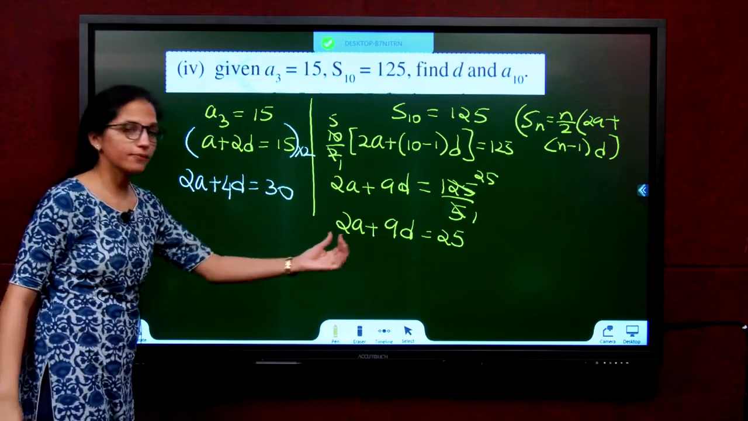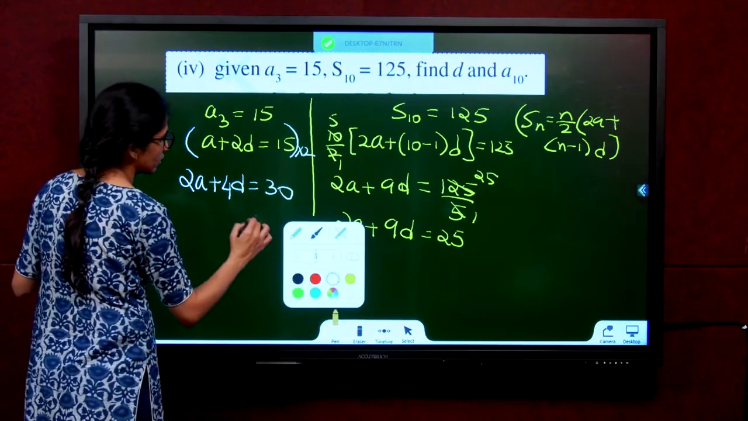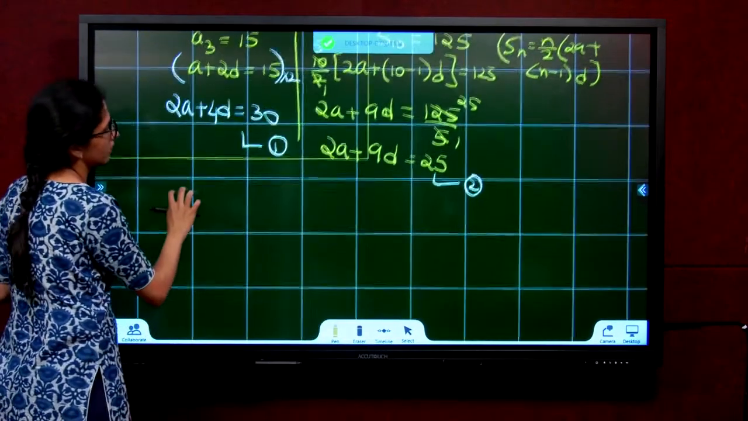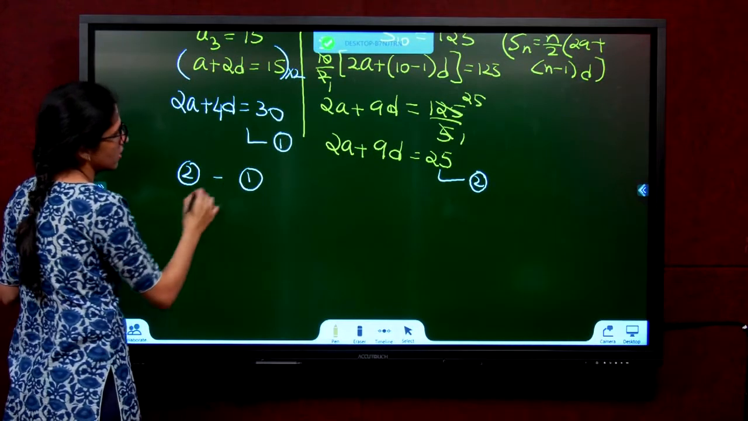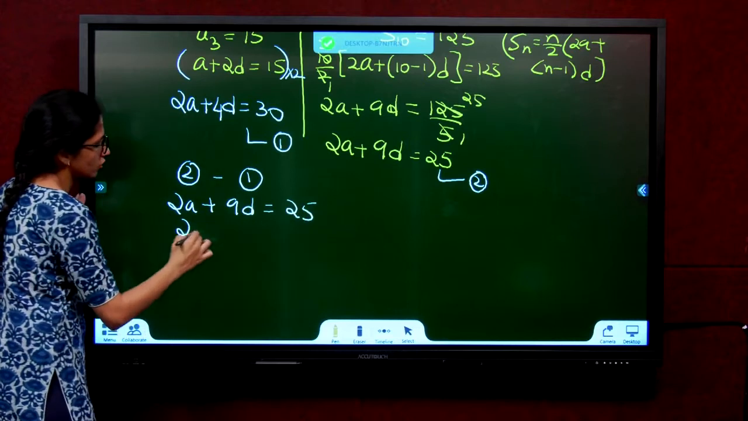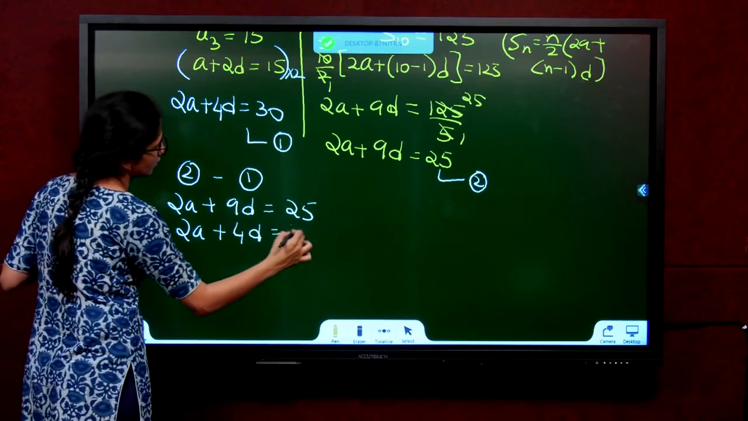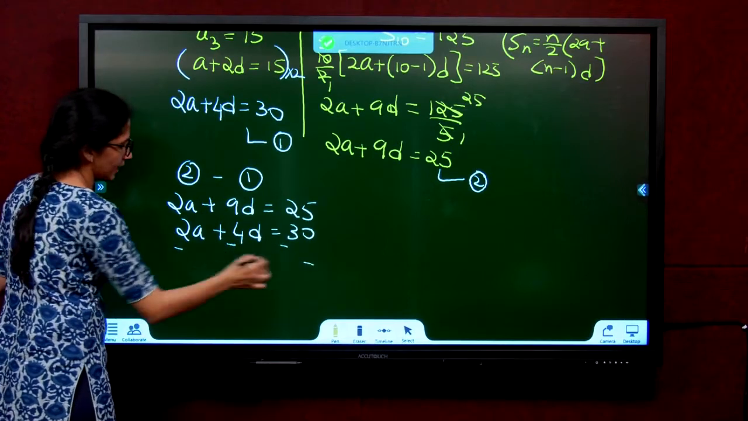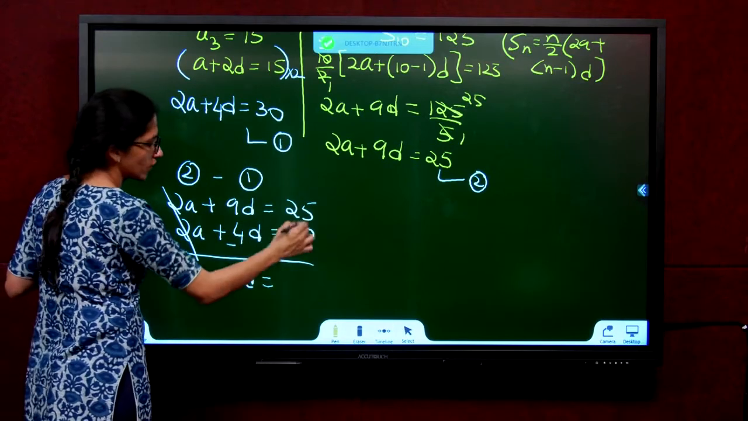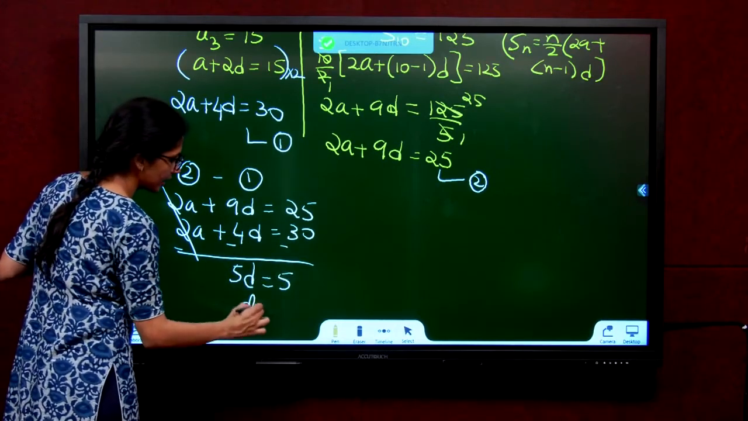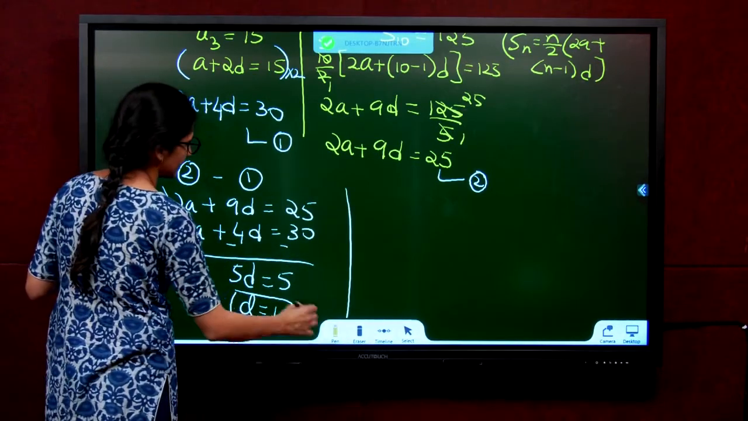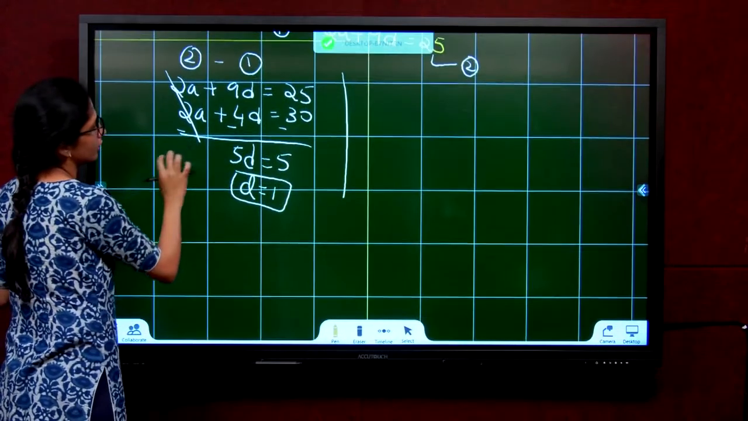Now this and this are the same. So now can I subtract? Yes. Let's label this as equation 1 and this as equation 2. So 2 minus 1: 2A plus 9D is equal to 25, 2A plus 4D is equal to 30. Subtract, subtract, subtract. 2A minus 2A cancels. 9D minus 4D is 5D. 25 minus 30 is minus 5. D is equal to minus 1. They also asked to find A10. So before that, let's find A and then go ahead.